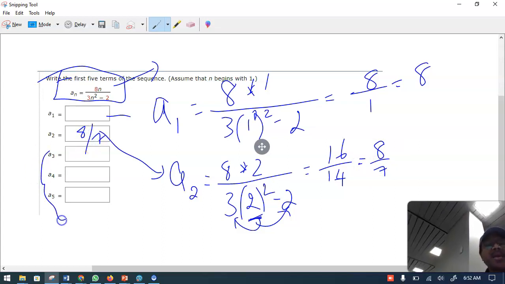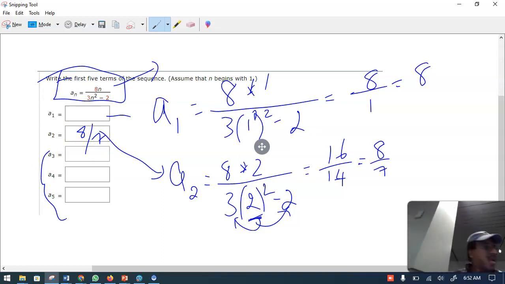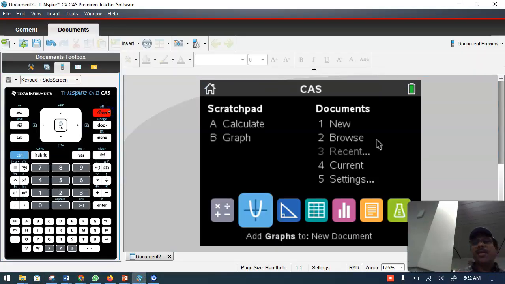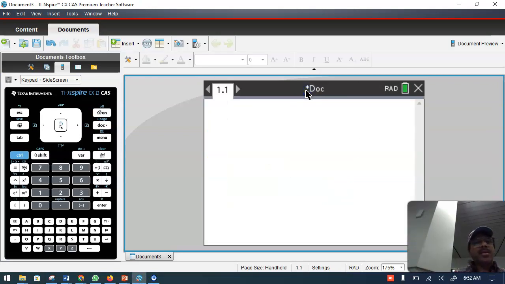And likewise, you figure out the rest of them. If you want to confirm this, you can also put it on the calculator. Let me show how it is to be done. So I'll take a new page and go directly to the calculator, and you know how it is.